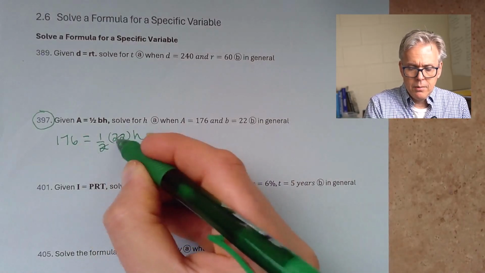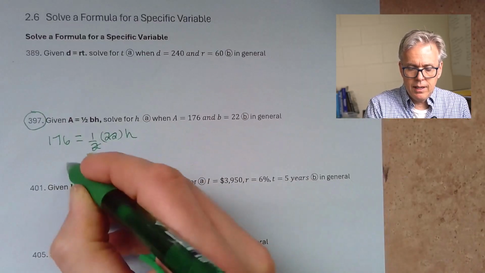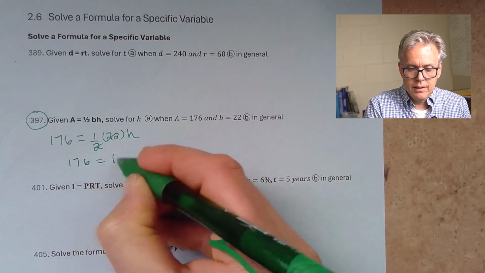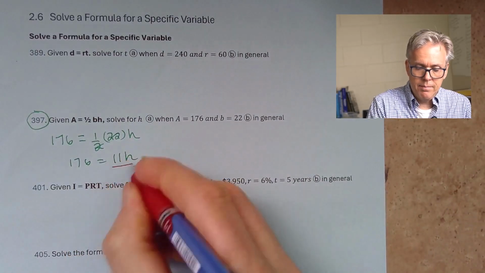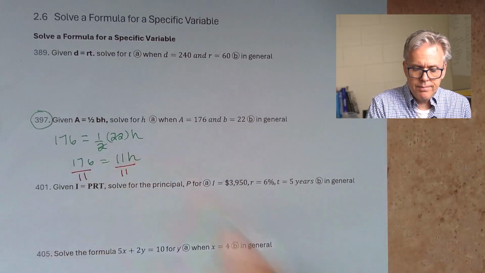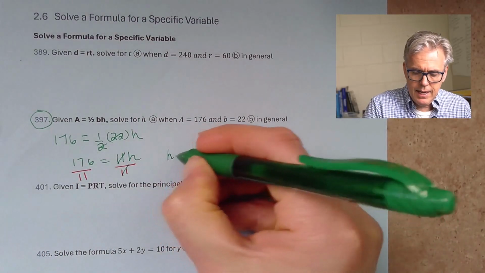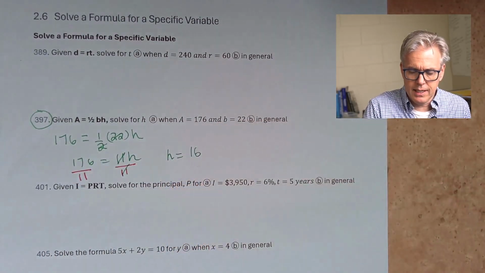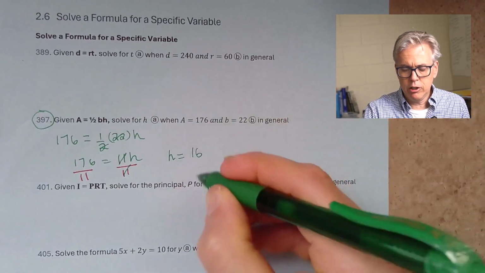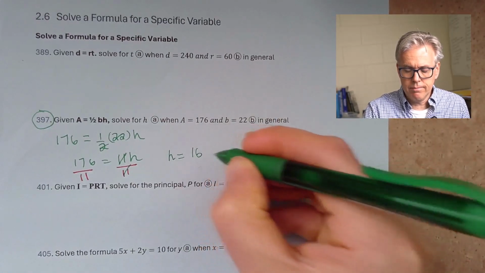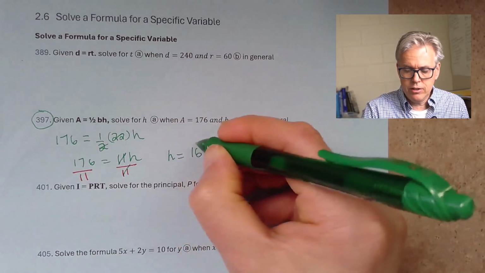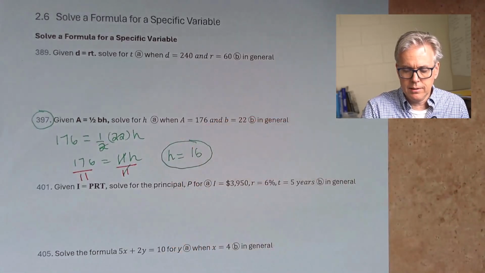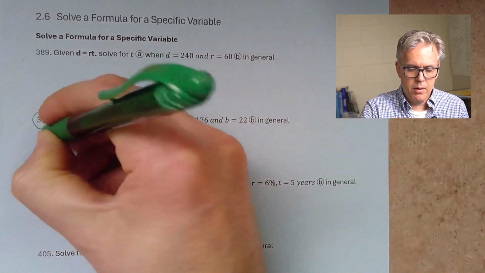And so we got half of 22 is 11. So I'll have 176 equals 11H. I'm going to divide both sides here by 11. And we'll get H equals 16. Now, they didn't include units here, but whatever the units are, it'll just be inches or feet or meters, whatever it is. They don't have any units, so we'll just put H equals 16. So that was part A.